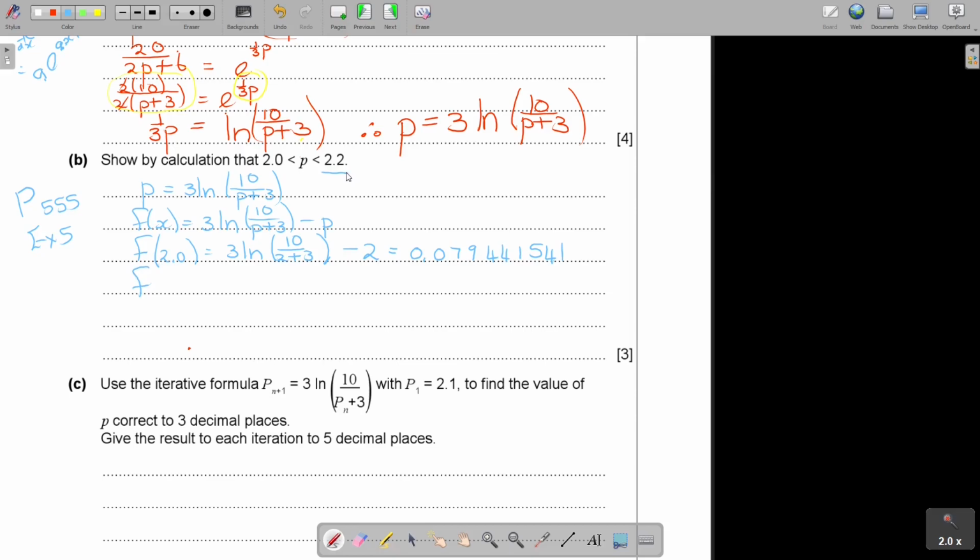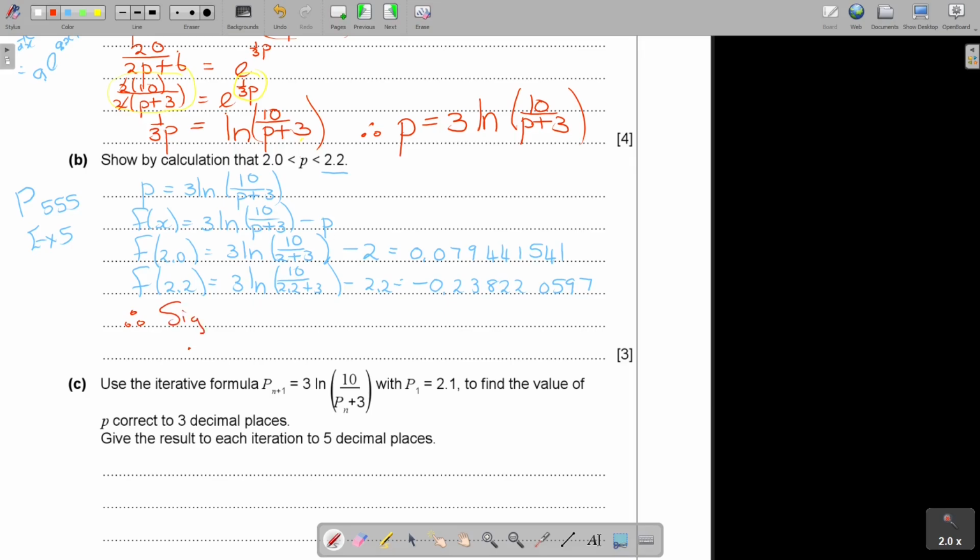Then I substitute this one. So 2.2, and I'm getting 3 ln, and then it's 10 over 2.2 plus 3, subtract 2.2. And if I press that on the calculator, I get negative 0.238220597. Okay, and now I just say, and very important, this reason.